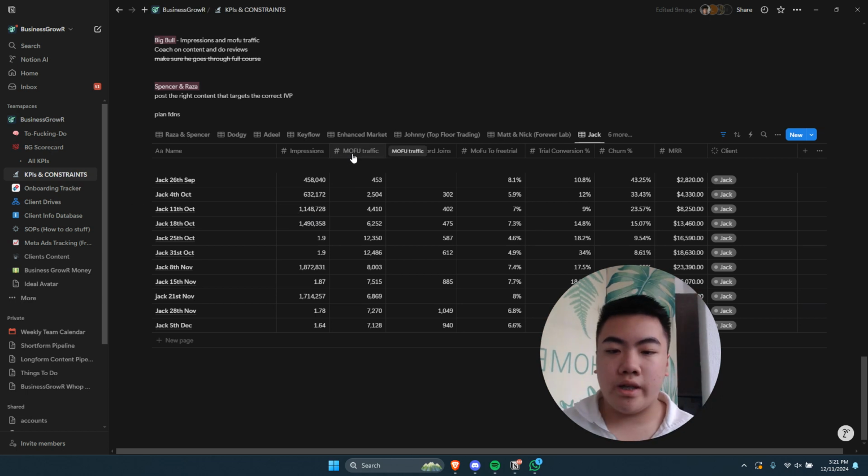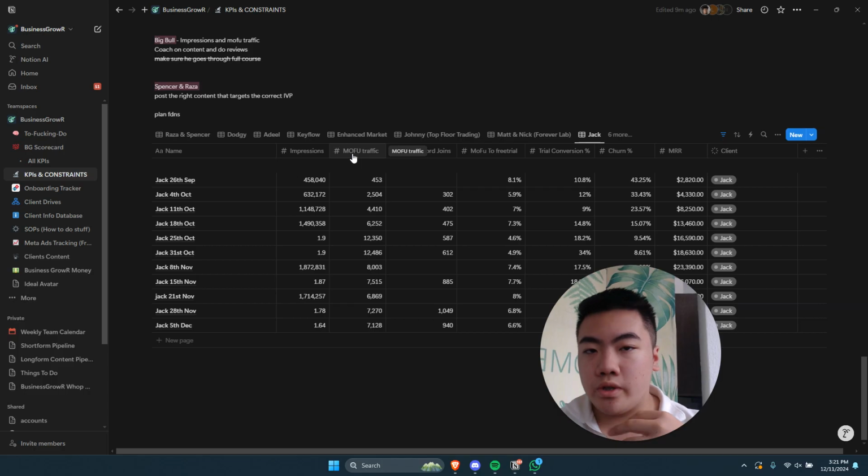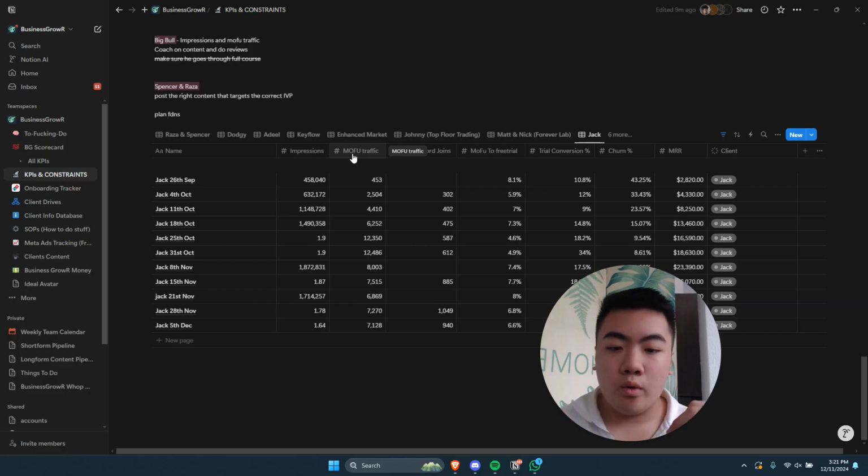Mofu traffic's basically how many people of the impressions from social media you can get into your lead list, you can get onto another platform by collecting their email, collecting their phone number, getting them into the Discord, whatever. We use mainly lead magnets, or really any method you have will add to that Mofu traffic.